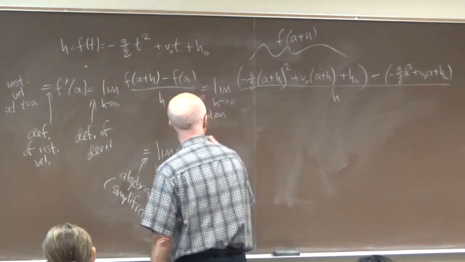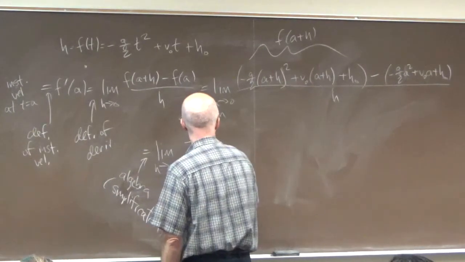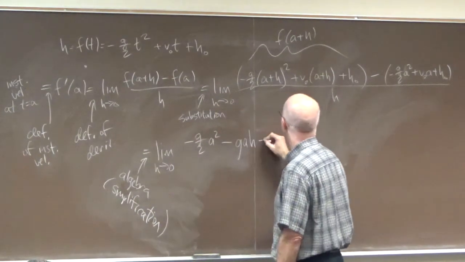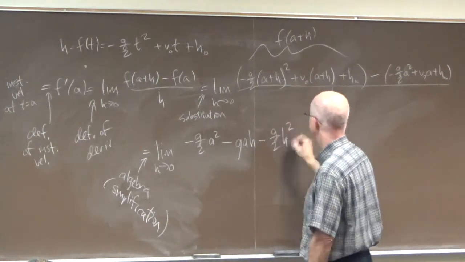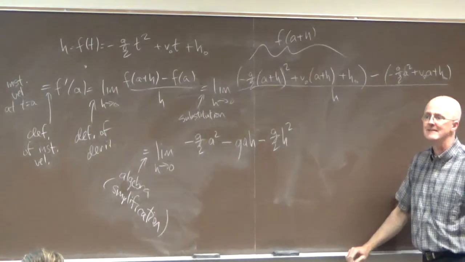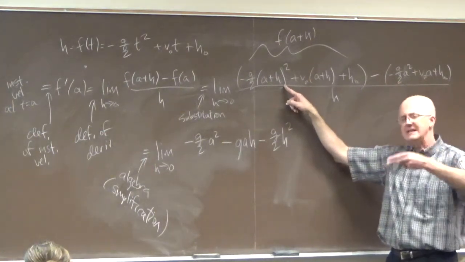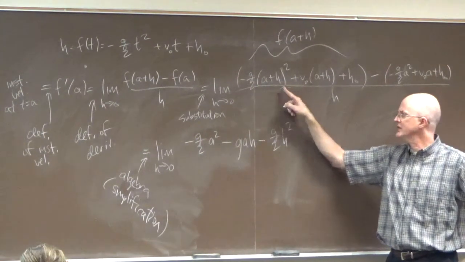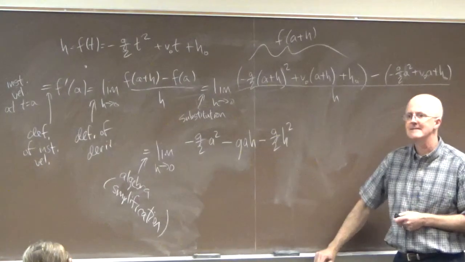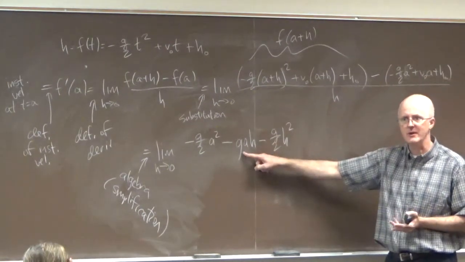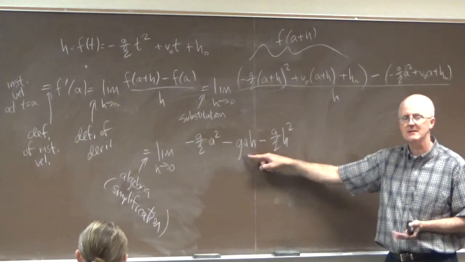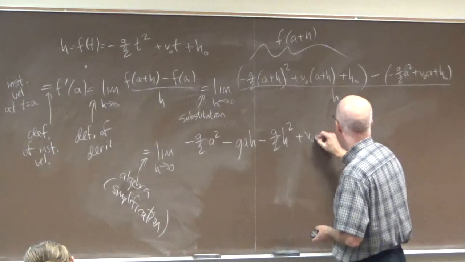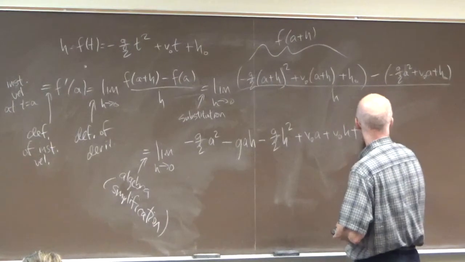Expand this all out. a plus h quantity squared, and it's being multiplied by negative g over 2. It's going to give you that. a plus h squared is going to be a squared plus 2ah plus h squared. Multiply every term by negative g over 2, and you should get this. g over 2 canceled with a 2 there. That's why it's just a negative g a h. And we have this stuff plus v0 a plus v0 h plus h0.